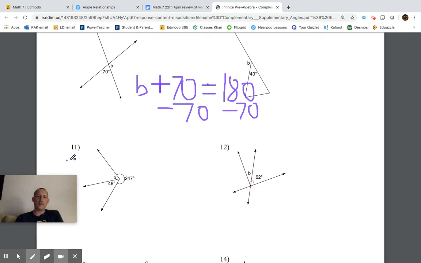This one's a little bit different. You have two adjacent angles. Because they also give you that third angle, all three of these angles added together have to equal what? All the way around the circle is how much? It's 360 degrees. So this time, in order to find B, you have to subtract this angle and that angle.